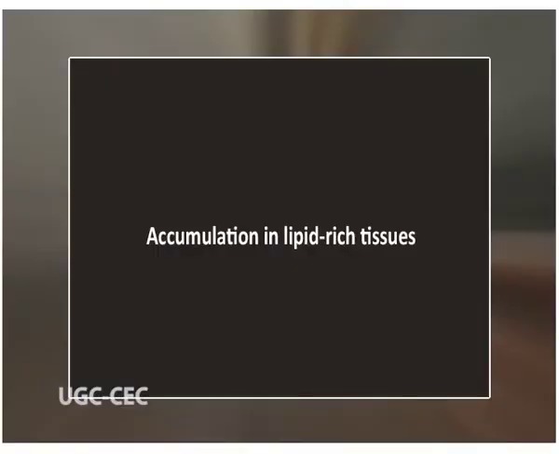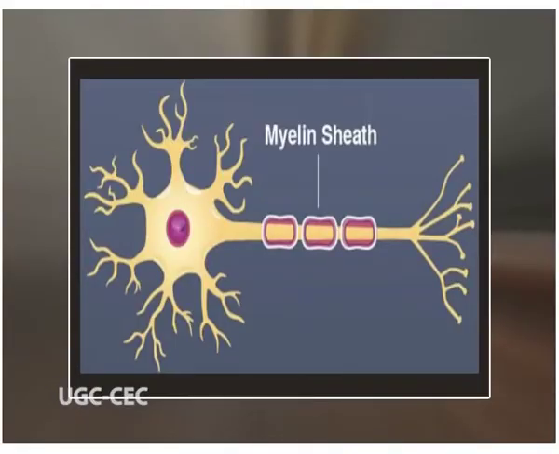Accumulation in lipid-rich tissues. The standard man of 70 kg body weight contains about 15% of the body weight in the form of adipose tissue, increasing with obesity to 50%. However, this lipid fraction is not uniformly distributed. The brain, that is the CNS, central nervous system, is a lipid-rich organ, and peripheral nerves are wrapped with a lipid-rich myelin sheath and Schwann cells. All these tissues offer possibilities for the accumulation of lipophilic toxicants.